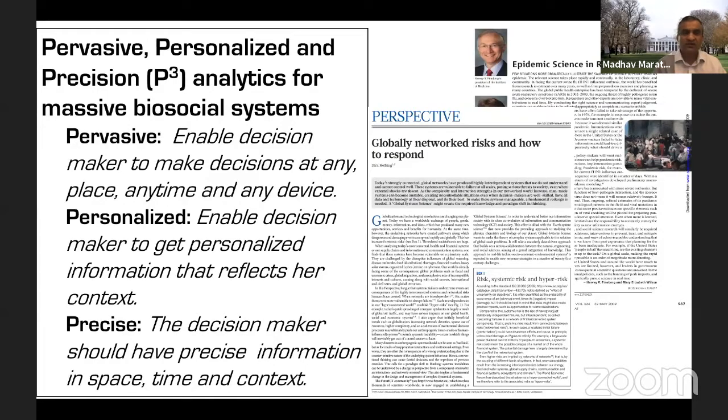We want to build systems that are pervasive. We want to build systems that have the ability to do personalized decision-making. And we want this to be precise.